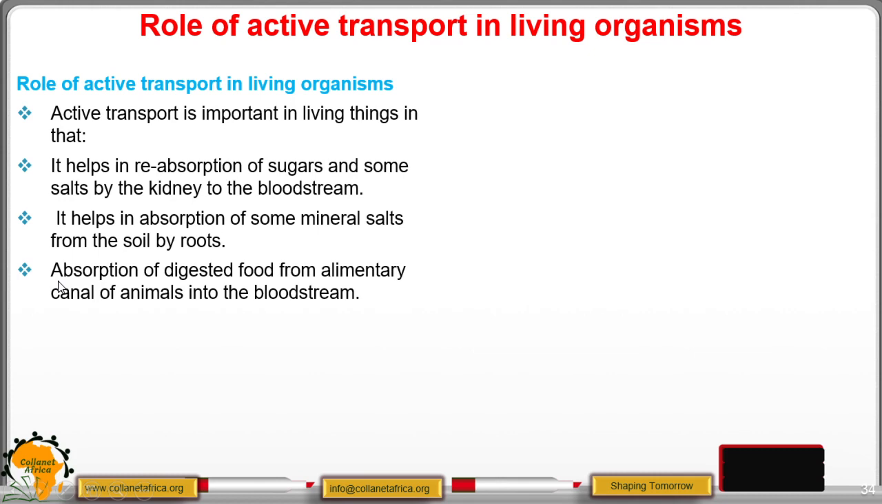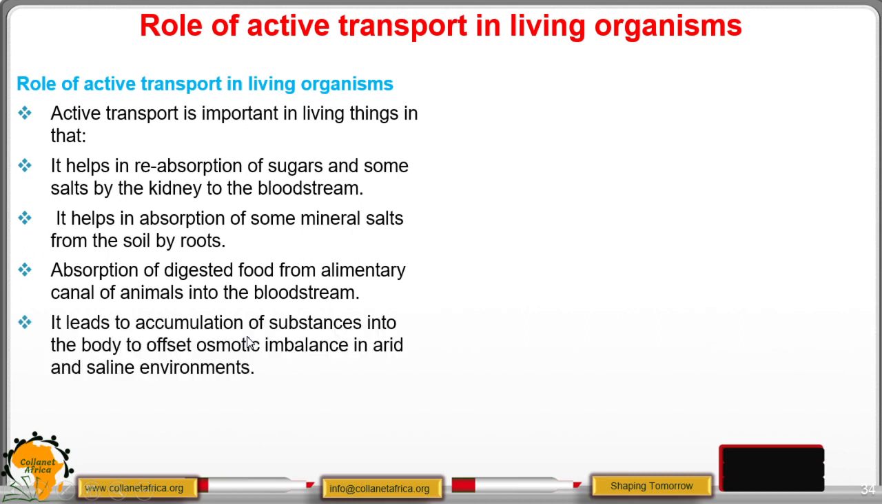The other one is absorption of digested food from the alimentary canal of animals into the bloodstream. So digested food must be absorbed. There will be higher concentration in the alimentary canal, so they will just have to be moved into the bloodstream for them to be transported to various tissues.